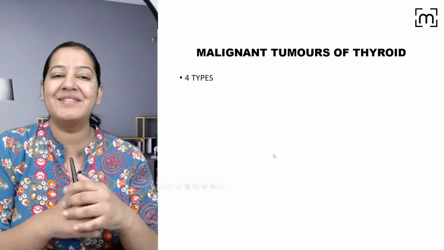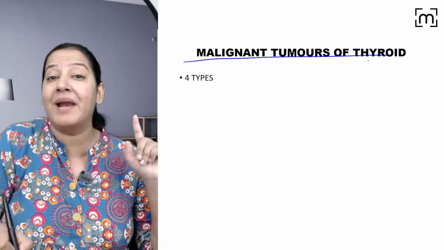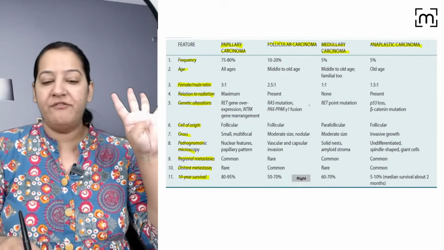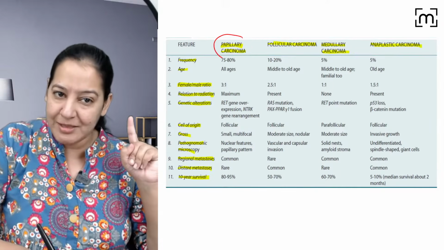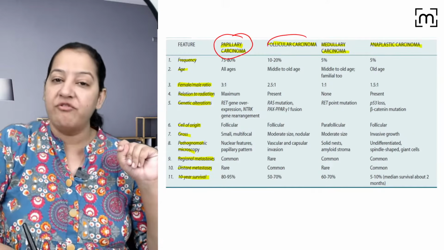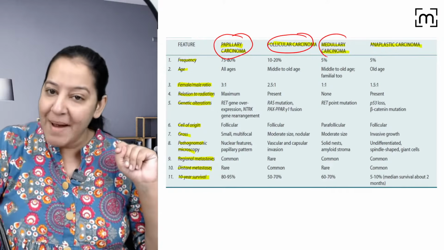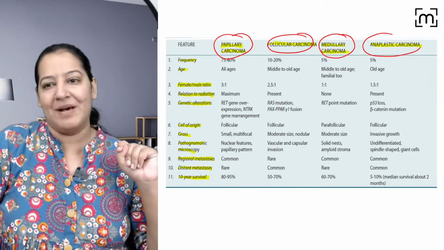Without wasting any further time, let me start the 4 types of malignant tumors of thyroid. What are the 4 malignant tumors of thyroid? Can you tell me the names? So I have told you the 4 names: papillary carcinoma, follicular carcinoma, medullary carcinoma, and anaplastic carcinoma.